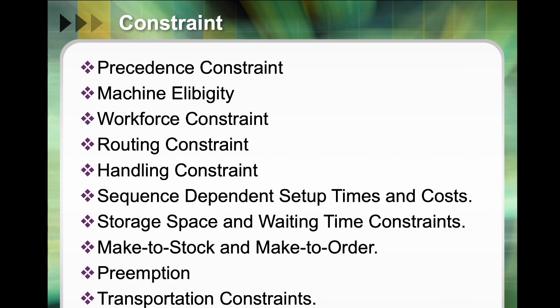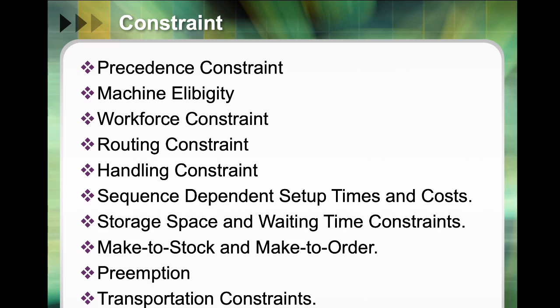And we also have the routing constraints. Routing constraints we usually meet in the flow shop and the job shop. That means that a job must follow some specific rule. And we also have the material handling constraint.